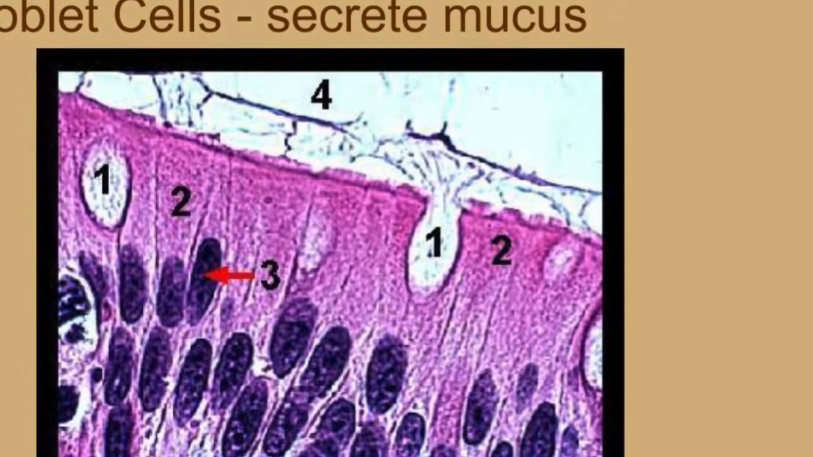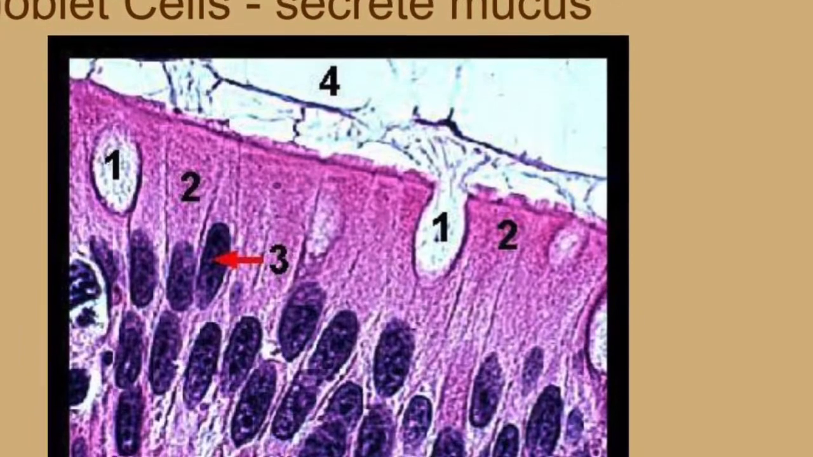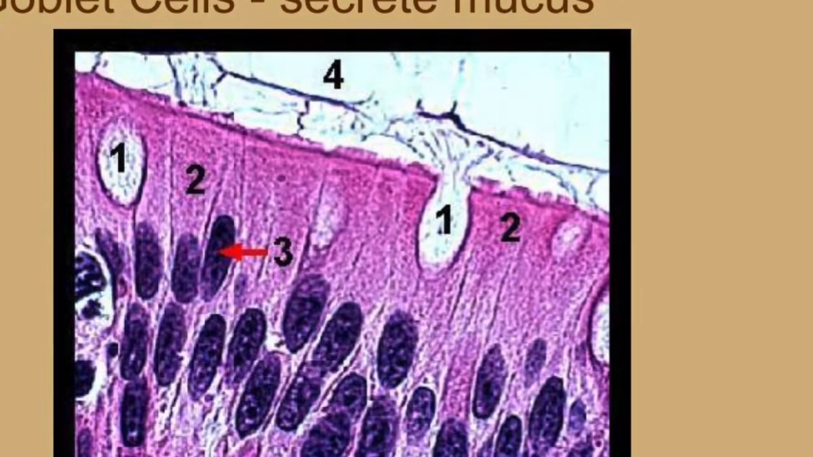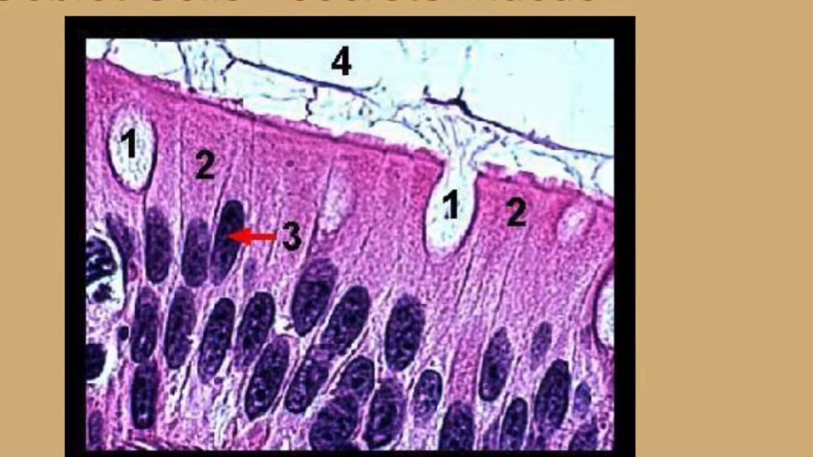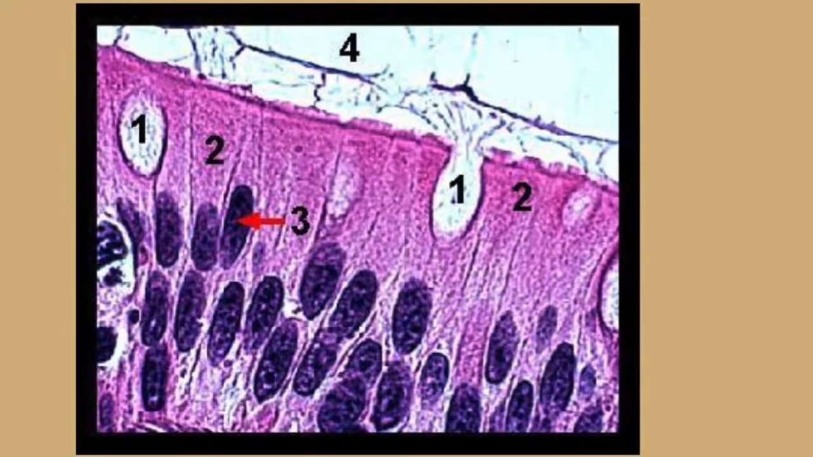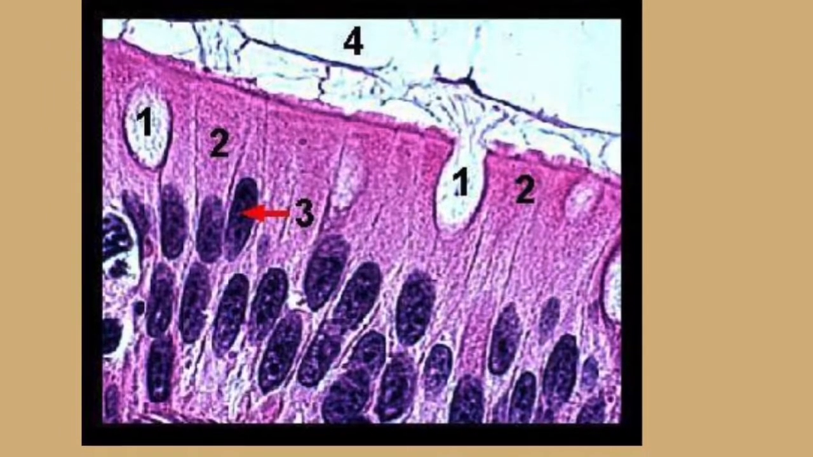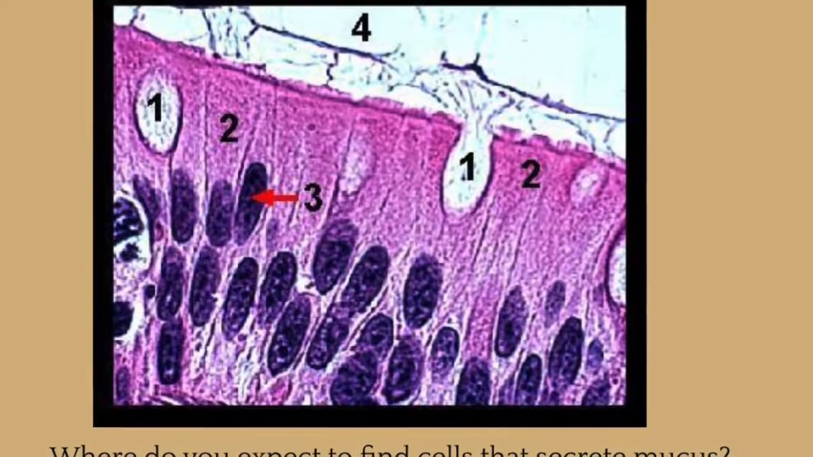A lot of cuboidal or columnar epithelium are part of the mucous membranes, and so they contain these cells called goblet cells that have great big vesicles, like Golgi apparatus vesicles, which is labeled number 1 in this diagram, that they use to export mucus into the lumen of the canal that they're next to.